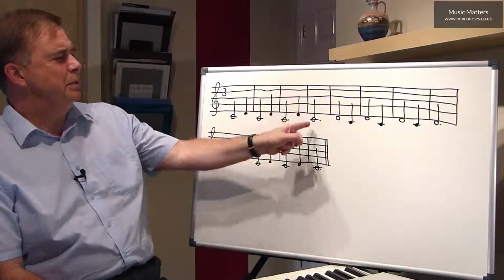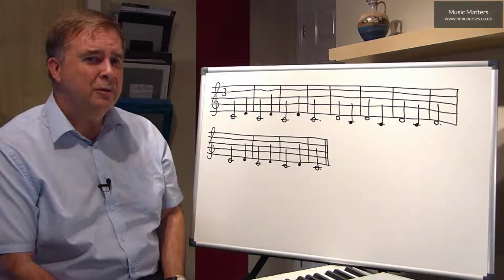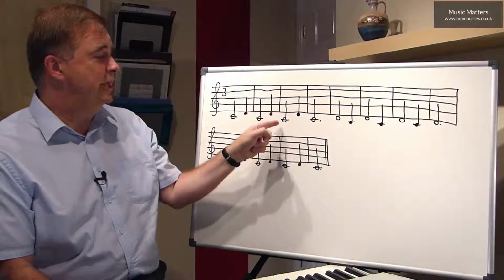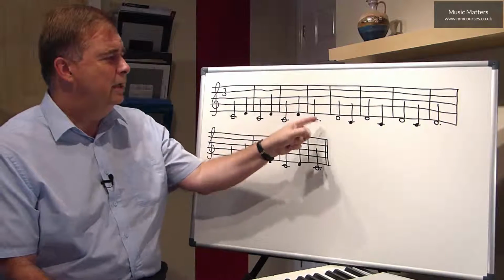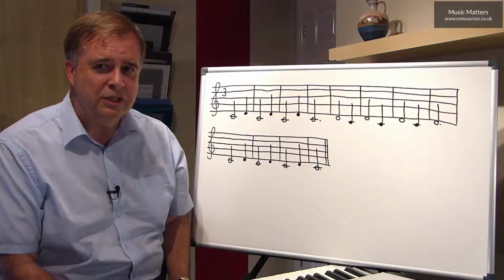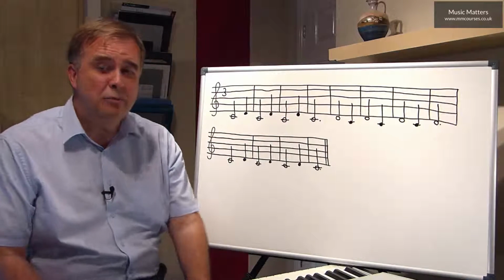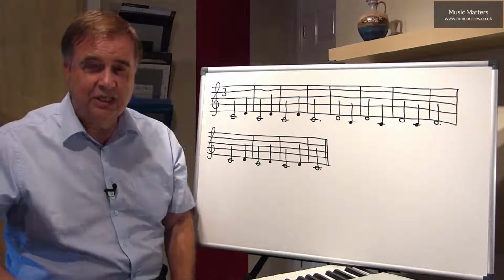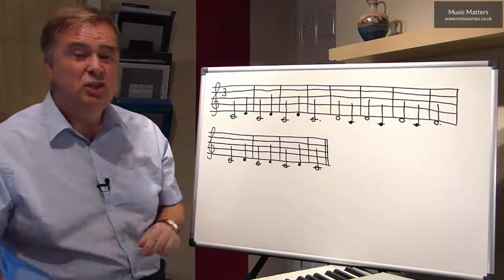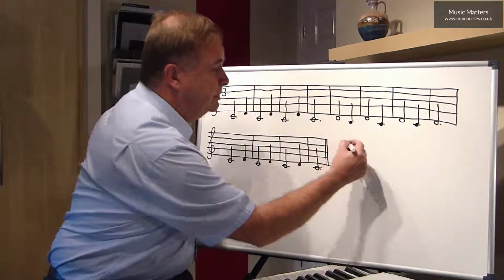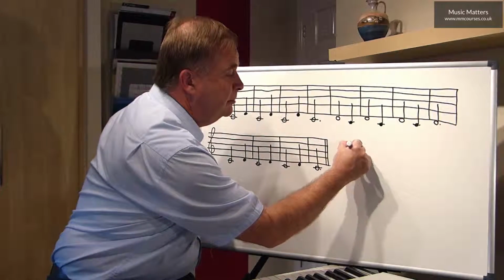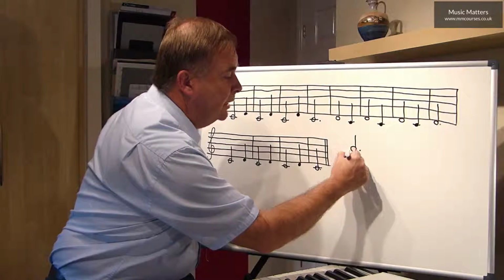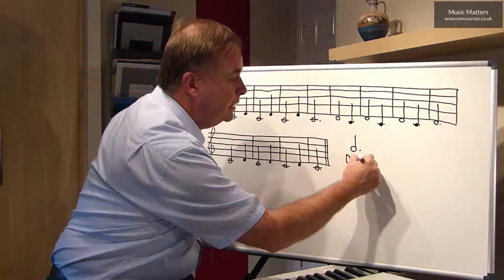Now when you get to this bar, you might notice something else we've not seen before. This is a minim, just the same as these minims over here, but there's a dot after it. And it's quite easy to remember the name of this note. It's a minim with a dot after it, and we call that a dotted minim. It's as simple as that. So if you have a minim and you put a dot after it, we call it a dotted minim.